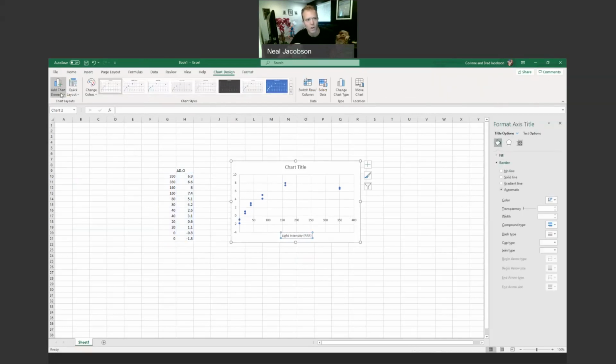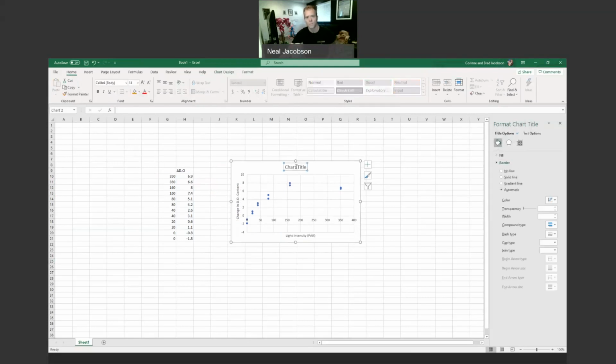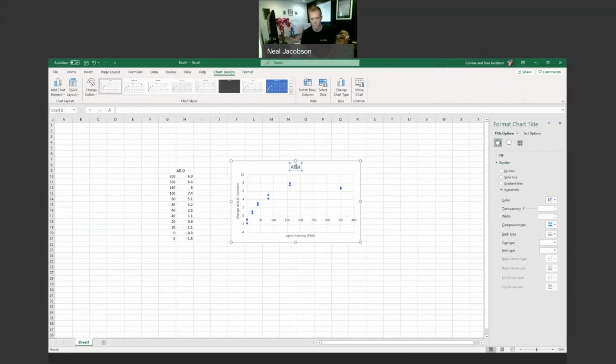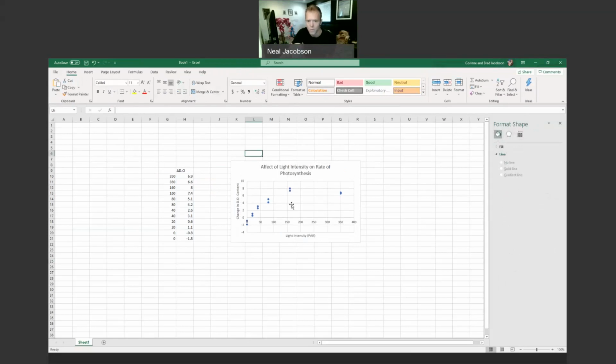And now we need to add another chart element. So we'll come up here and do axis title primary vertical. What are we looking at over here? We're looking at our change in dissolved oxygen content. And then chart title, we say, the effect of light intensity on rate of photosynthesis. Boom. We have our light intensity plotted here, and we've got our change in dissolved oxygen content on the y-axis.